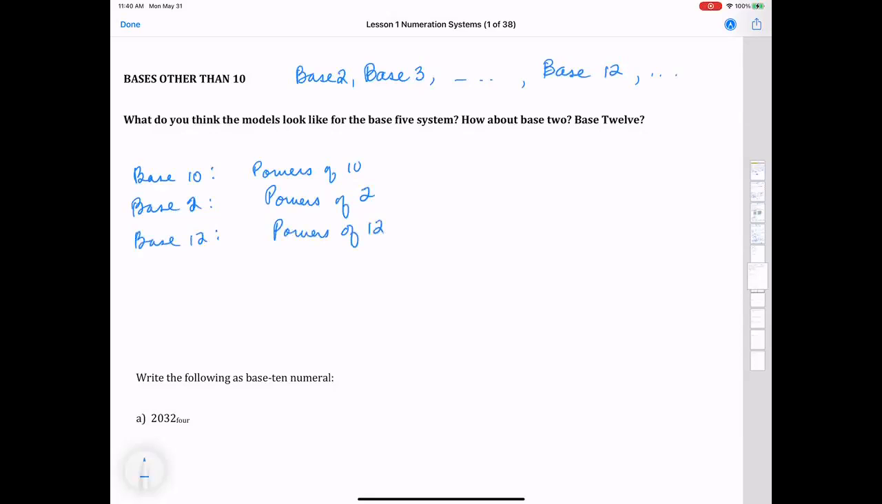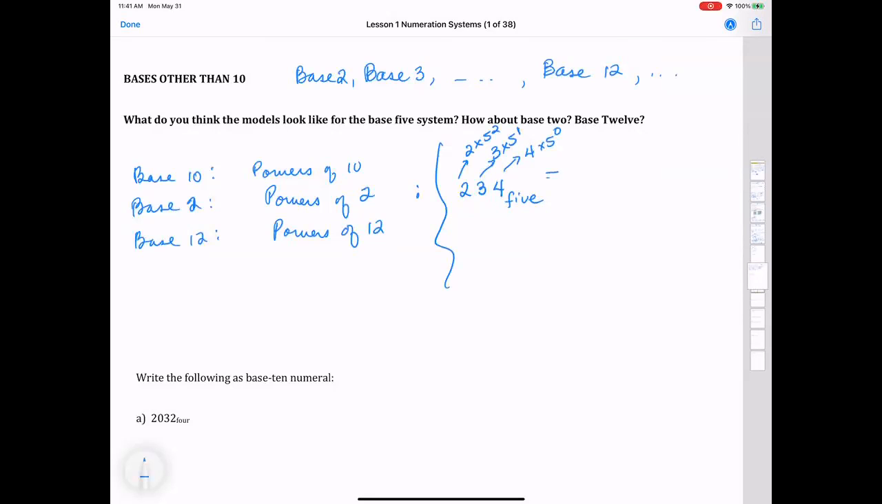So think about it as, instead of using groups of tens for blocks or models that represent these numbers, we use a different base. For example, what does 2, 3, 4, base 5 represent? So it means that you have 4 groups of 5 to the 0, 3 groups of 5 to the 1, and 2 groups of 5 to the 2.